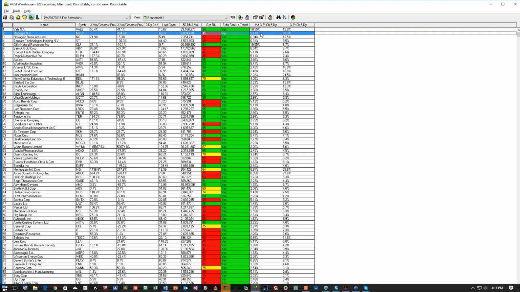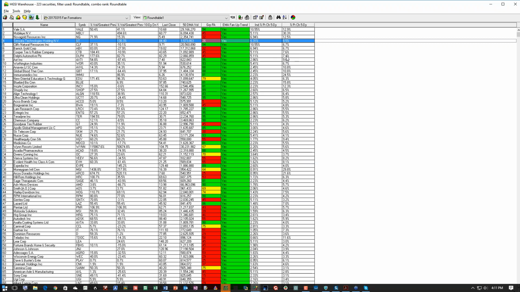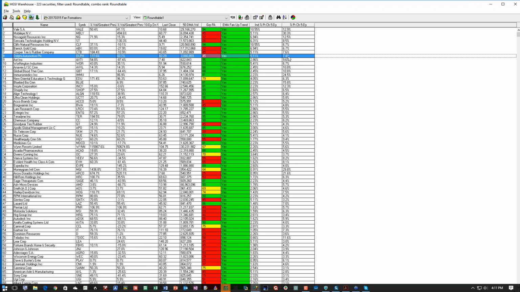Now, this one was a buyout. Can't do much there. Nova Gold, I looked at it. Let's look down the list a little bit. Here's Delphi Automotive. Now, it is up 7.4% compared to the industry group being up 5.11%.